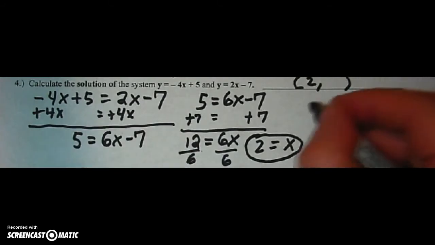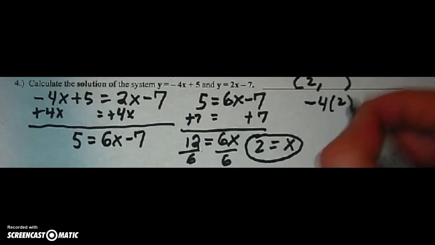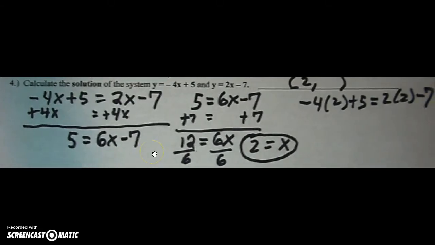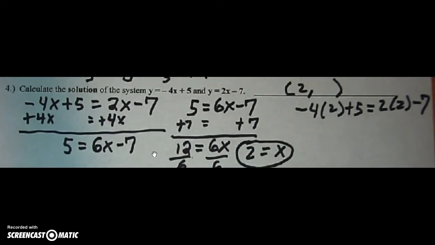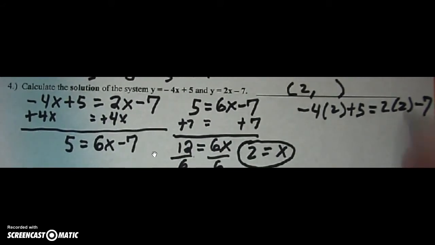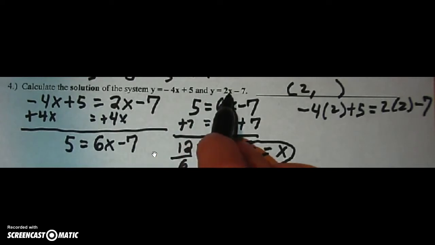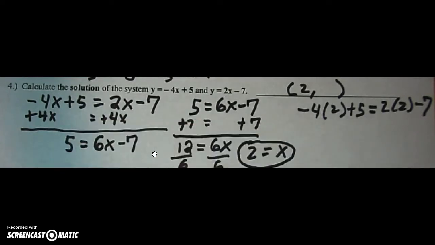So we're going to put it back into the equation, negative 4 times 2 plus 5, and that's going to equal 2 times 2 minus 7. Ooh, I'm going off the page here a little bit. Let me move this over a little bit so you can see it. Okay, there we go. Okay, how did I get this? Remember, I put the 2 into the first equation and the 2 into the second equation. And we just got that from where we were before.